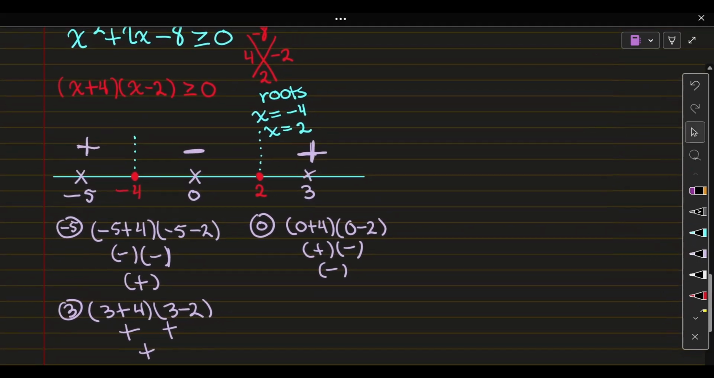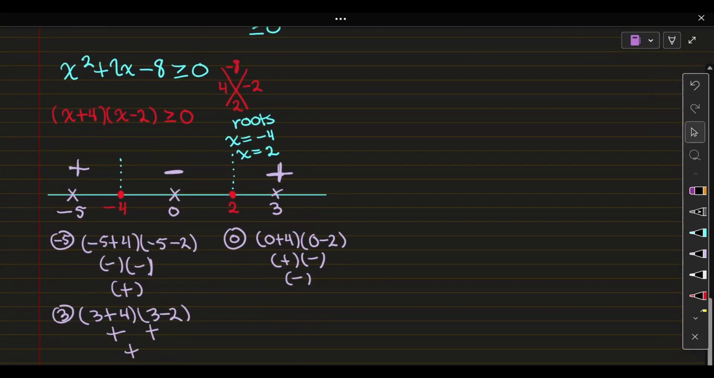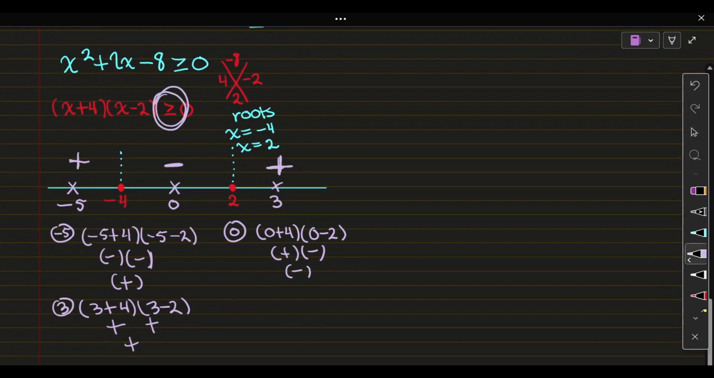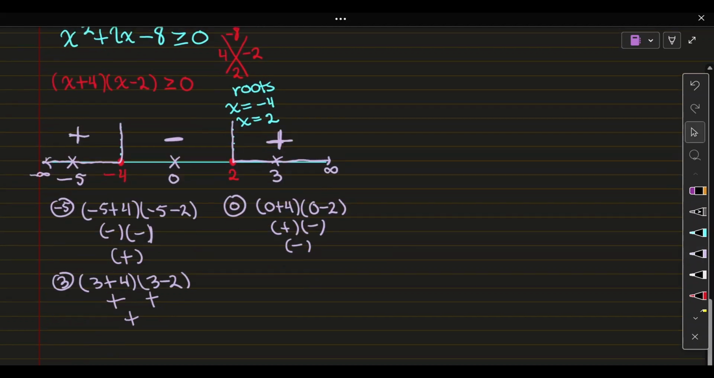Now, remember, we're looking for when this left-hand side is greater than or equal to 0, so when it's positive or 0, so that's with this region here, from -infinity all the way up to -4, including -4, right, because we're greater than or equal to, and then everything from 2, including 2, onward to positive infinity.